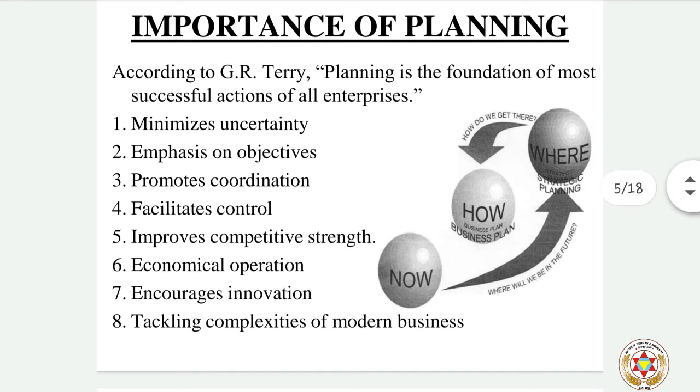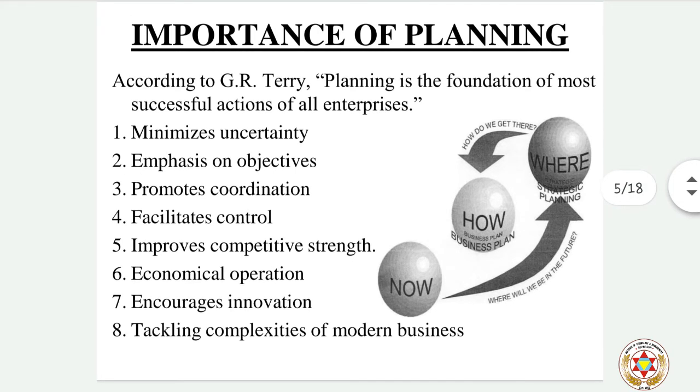Let's come to the importance of planning. The first, it says, minimizes uncertainty, meaning the future is generally uncertain and things are likely to change with the passage of time. So planning helps in minimizing the uncertainties of the future as it anticipates the future events. Second, it emphasizes objectives, meaning planning is a fixed set of objectives. When the objectives are clearly fixed, the execution of the plans will be facilitated towards these objectives.